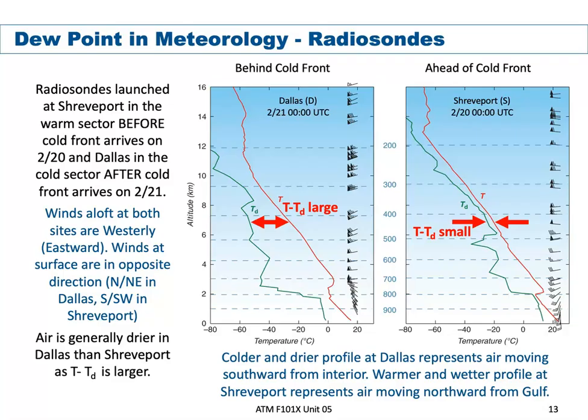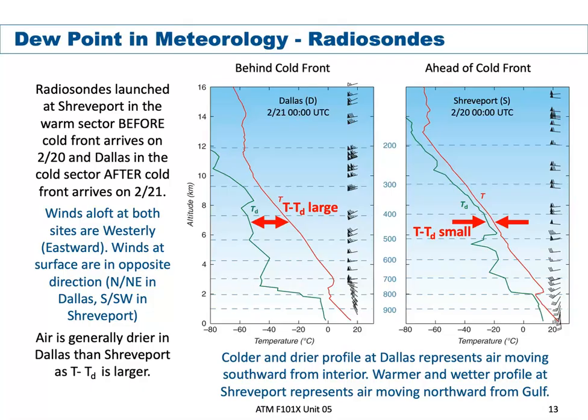On the 20th of February, Shreveport lies ahead of the cold front under the warmer and moister air mass, while on the 21st of February, Dallas lies behind the cold front under the colder, drier air mass. Winds aloft, above 600 hectopascals or 4 kilometers, are westerly at both sites. Surface winds are northwesterly at Dallas and southeasterly at Shreveport, consistent with their positions behind and ahead of the cold front respectively. The air is much more humid over Shreveport than over Dallas.